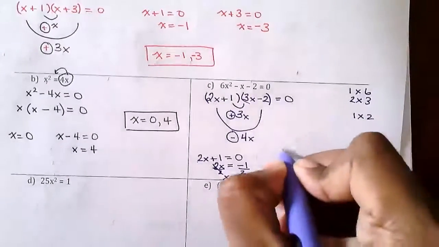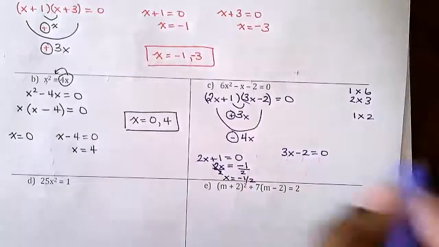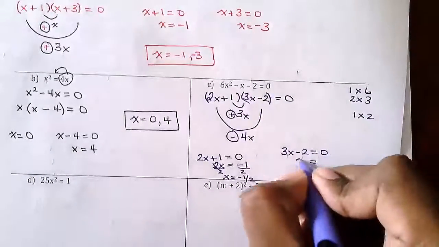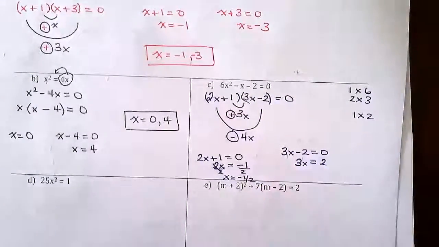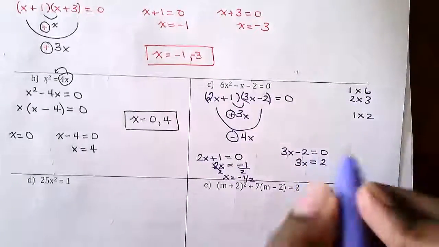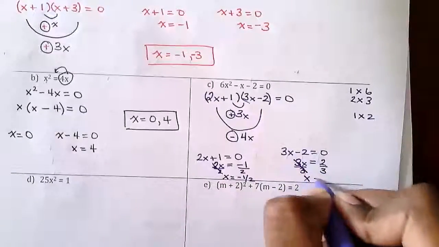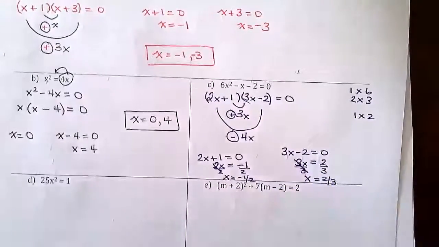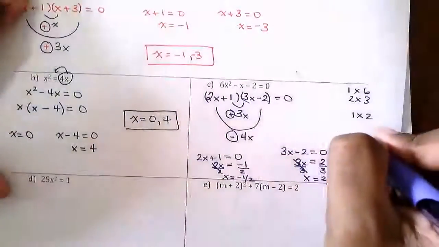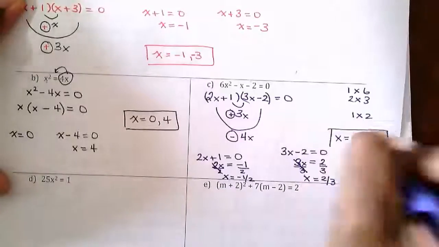The other factor I have is 3x minus 2 is equal to 0. I'm going to bring the negative 2 over to the other side. So it's going to be 3x is equal to 2. And to isolate for the x, I'm going to divide both sides by 3, leaving me with x is equal to 2 over 3. So your final answers are x is equal to negative half and 2 over 3.